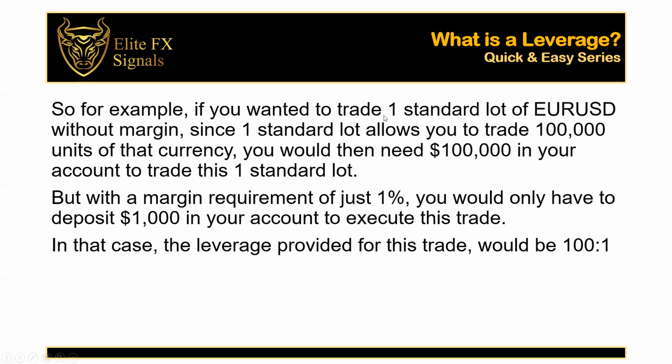So for example, if you wanted to trade one standard lot of the euro dollar without any kind of margin or leverage, since one standard lot allows you to trade 100,000 units of that currency, then you would need $100,000 in your account to trade this standard lot. Now, with a margin requirement of just 1%, for example, given to you by your broker, then you would only have to deposit $1,000 in your account to execute this same trade. In this case, the leverage provided for this trade would be 100 to 1.